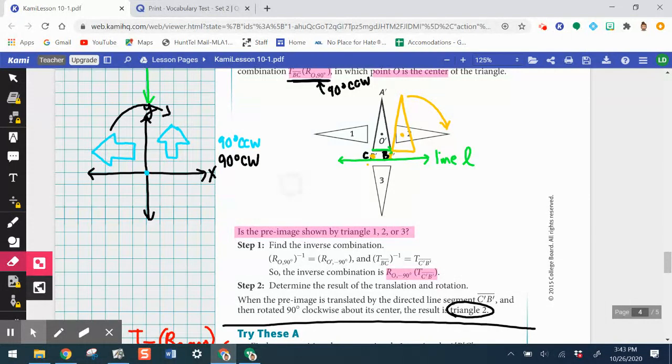These are the inverse functions, so hopefully we now have an idea of what an inverse of mapping the image back to the pre-image looks like. So watch the video as needed and reach out to me.